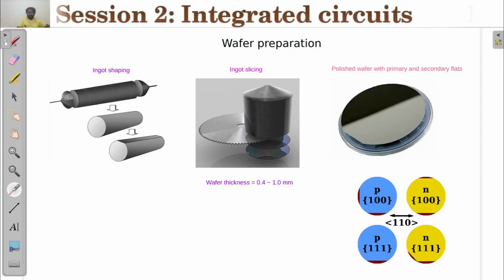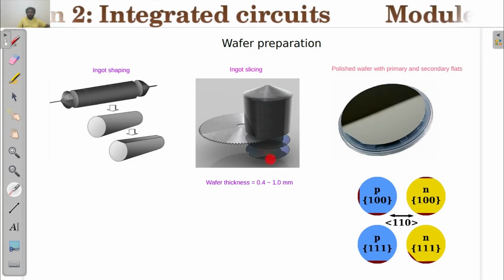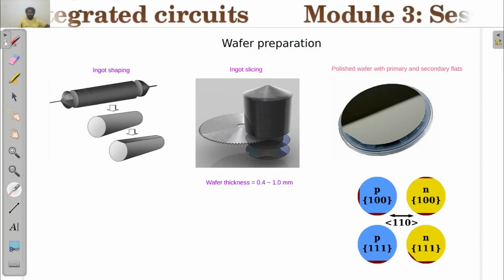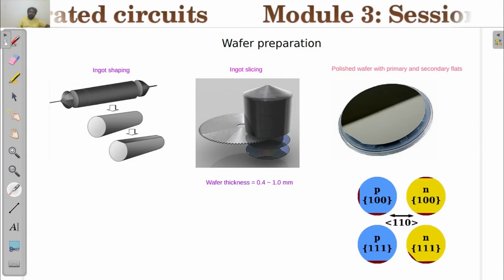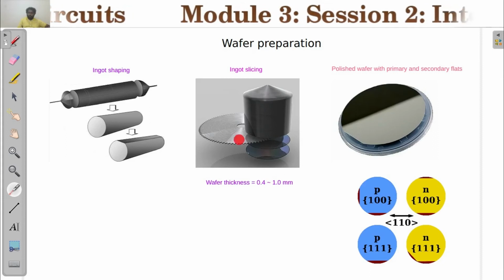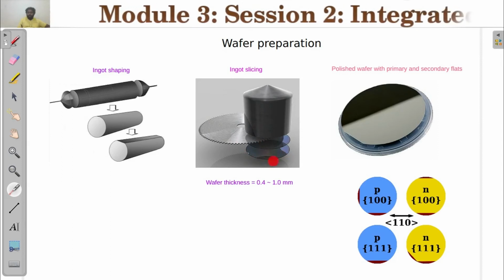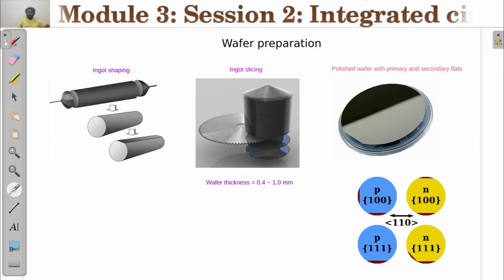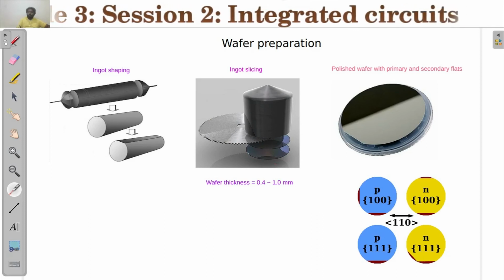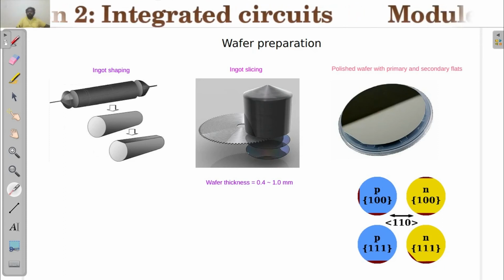So after having the primary flats and secondary flats cut into the ingot, we will be slicing it with diamond cutters like this, and the wafer's thickness is around 0.4 to 1 millimeter. So this is how you will be cutting your ingot using a diamond saw, and what you get is a wafer, and the wafer is where you are going to make your circuits. And the wafers, both sides will be polished like a mirror, and you get it ready for further processing.